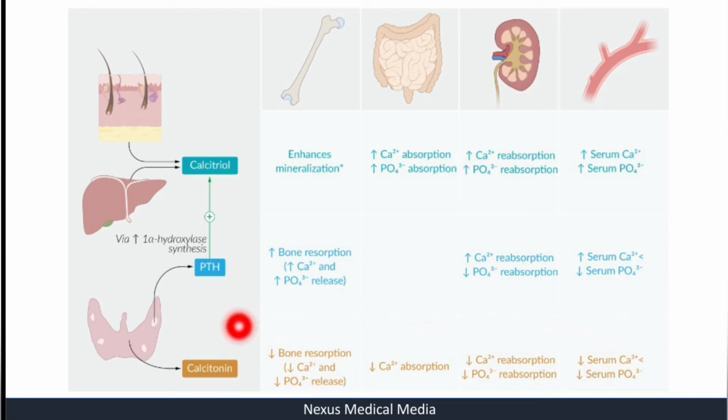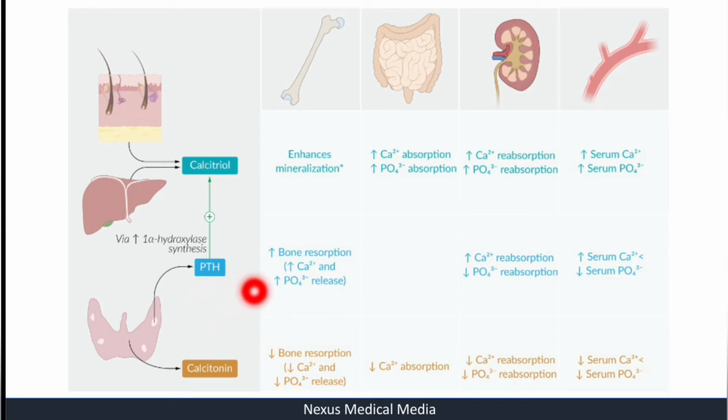So you can see that calcitonin is produced when the concentration of calcium is very high. You want to reduce it. That's why we produce calcitonin.